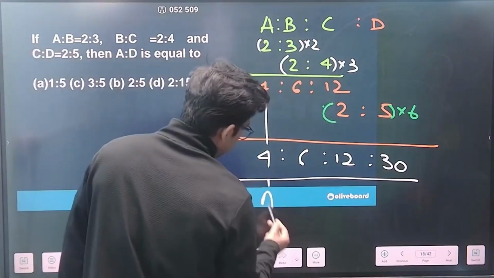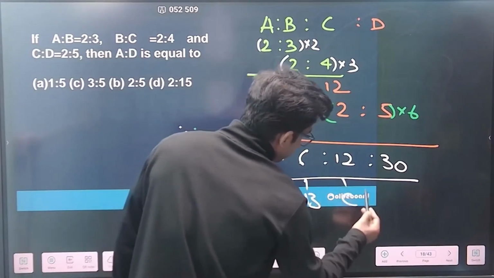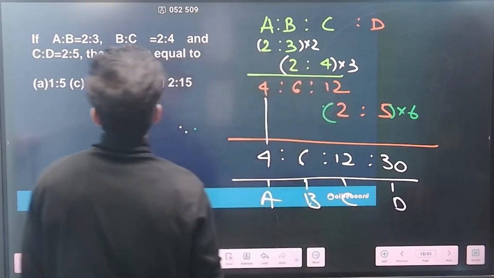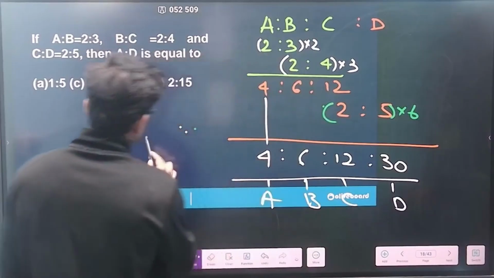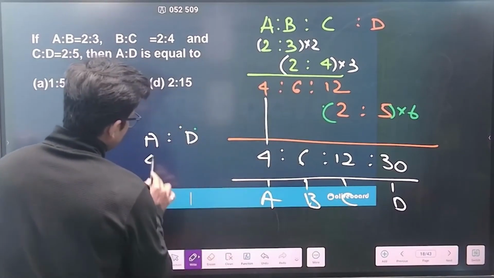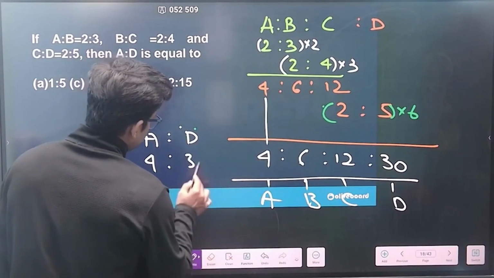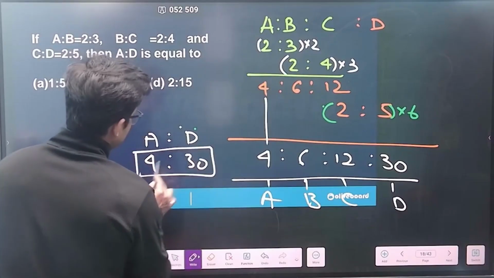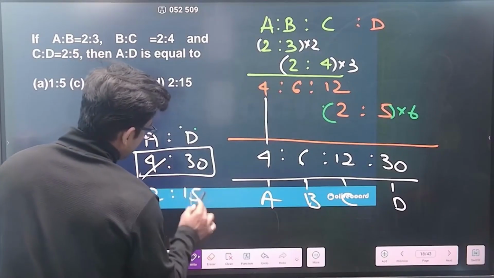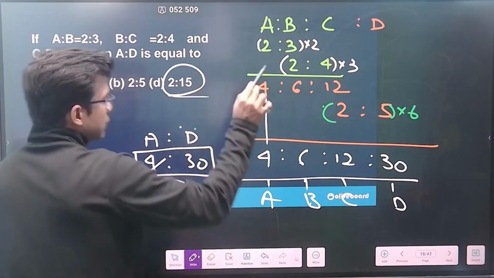This is basically A, this is basically B, this is basically C, this is basically D. They're asking A is to D. A is 4 and D is 30. So 4 is to 30 is the answer. 4 is to 30 means 2 is to 15 is the answer. 2 is to 15. Option number D is the answer.